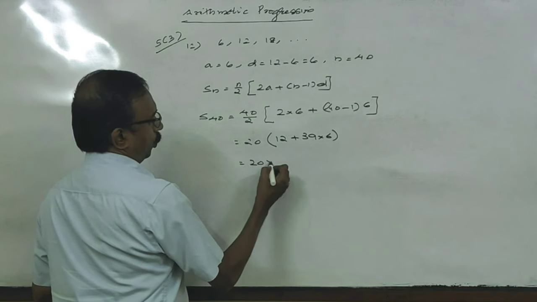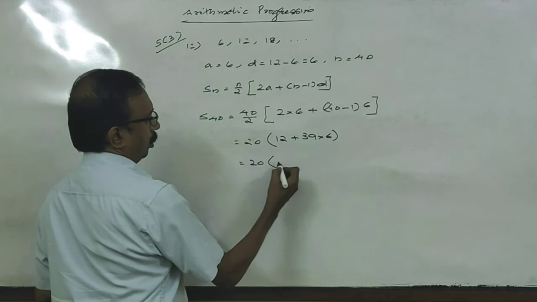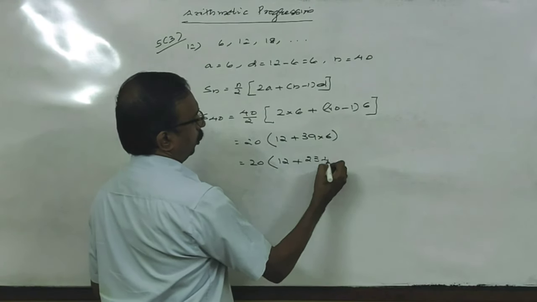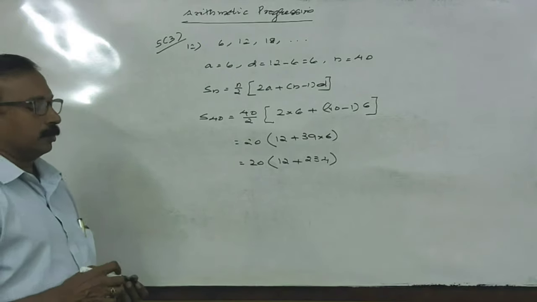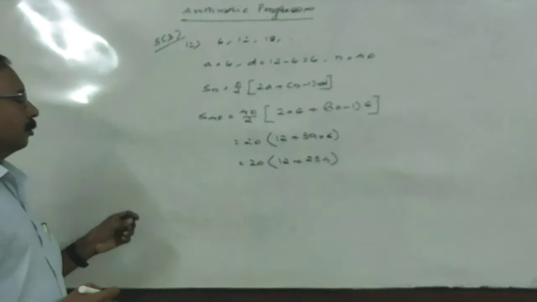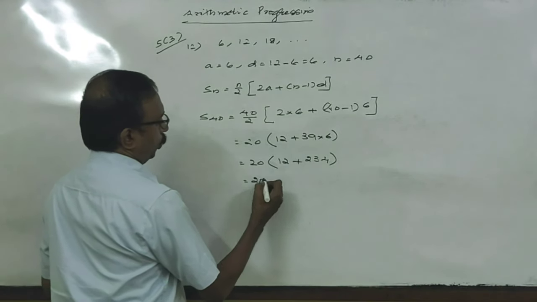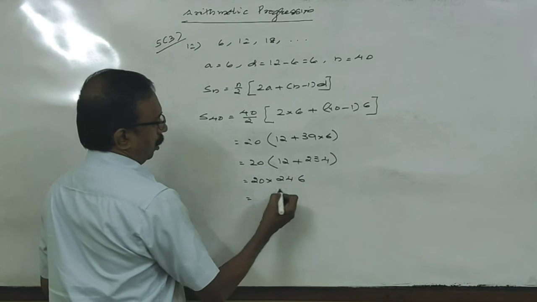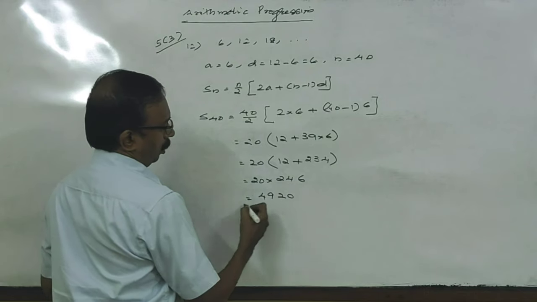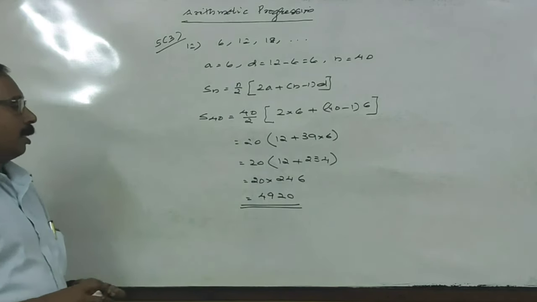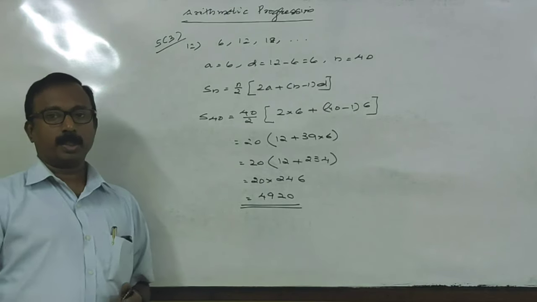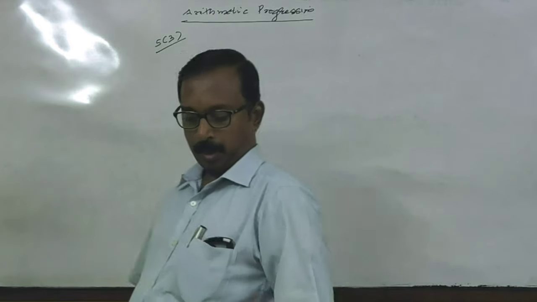that is 20 into 12 plus 234, that is 20 into 246, that is 4920. The sum of the first 40 multiples of 6 is 4920. This is a very simple question.